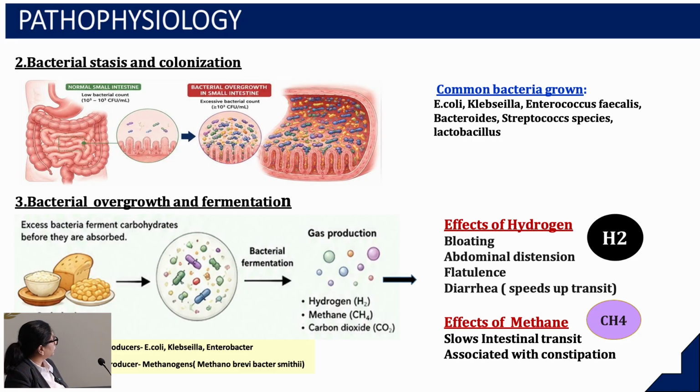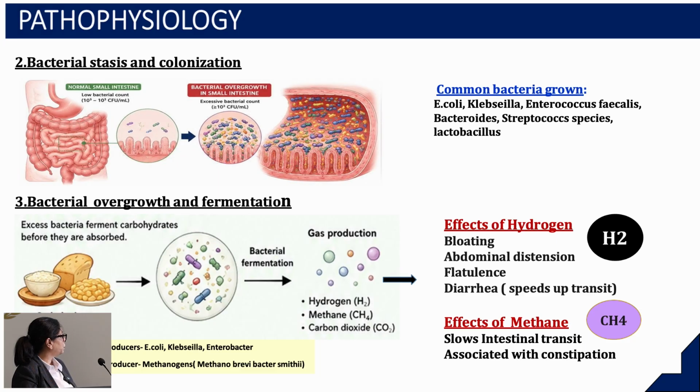Bacterial growth and fermentation. So excess bacteria ferment carbohydrates before they have been absorbed. So what happens when bacteria ferment carbohydrate? It produces gases, okay? That is hydrogen gas, methane gas and carbon dioxide. So there are hydrogen gas producers. Those are the E. coli, Klebsiella and Enterobacter.